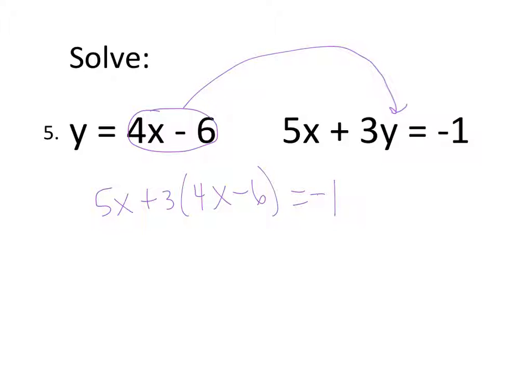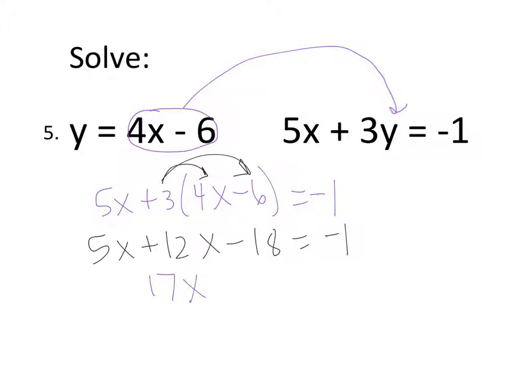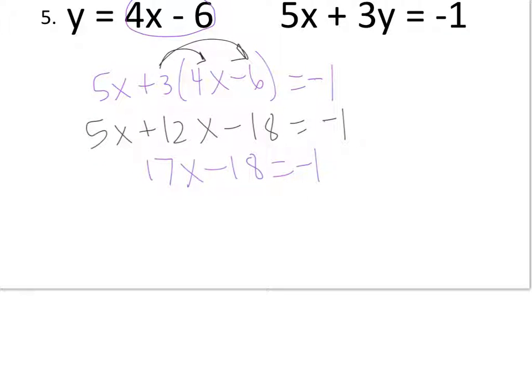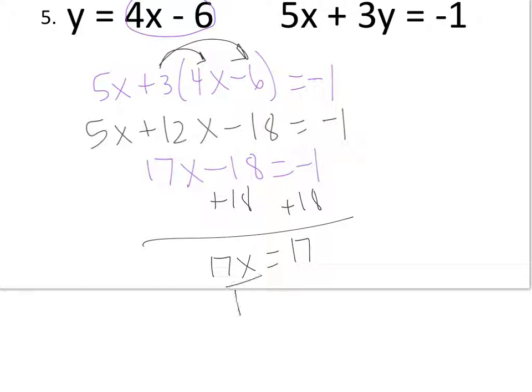Now I'm going to go ahead and solve this. So I will distribute here the 3 times 4x and 3 times negative 6. So I get 5x plus 12x minus 18 equals negative 1. Now I'm going to simplify and combine 5x plus 12x and get 17x minus 18 equals negative 1. Now I'm going to continue to solve for x, so I will add 18 to both sides and get 17x equals 17. Divide by 17, so x equals 1.